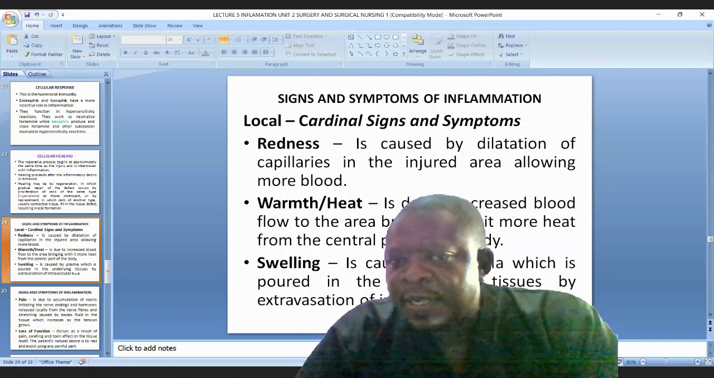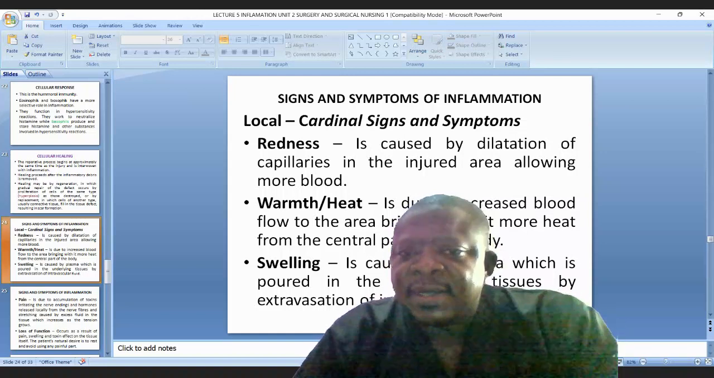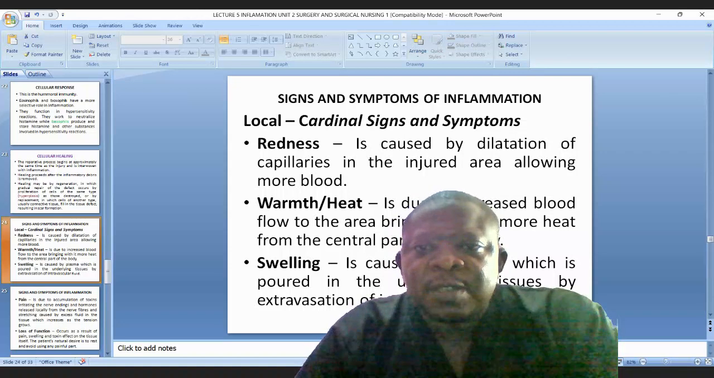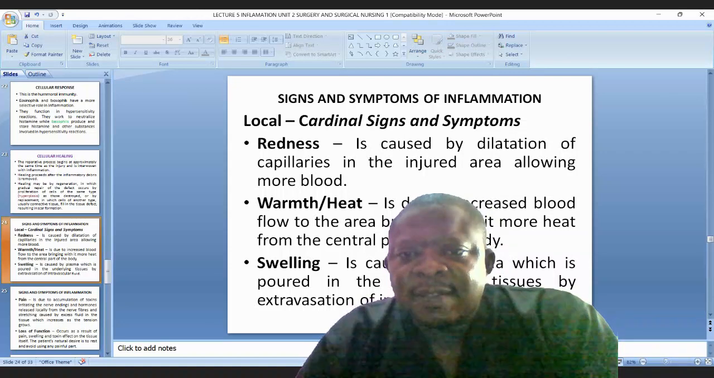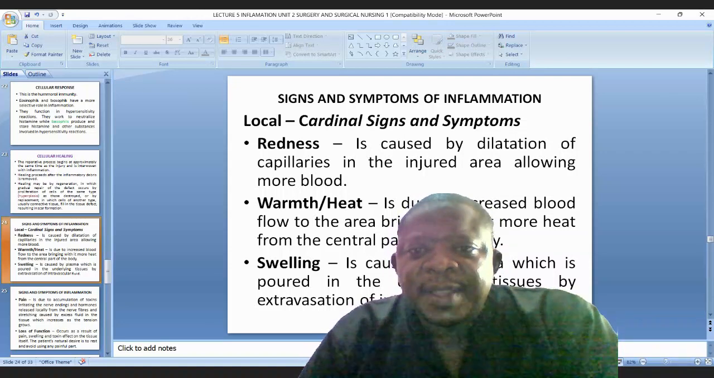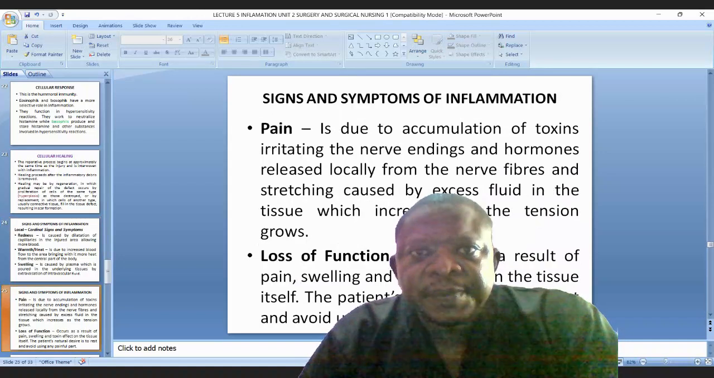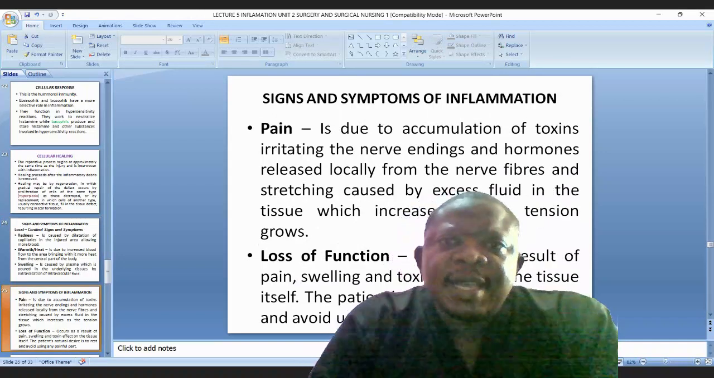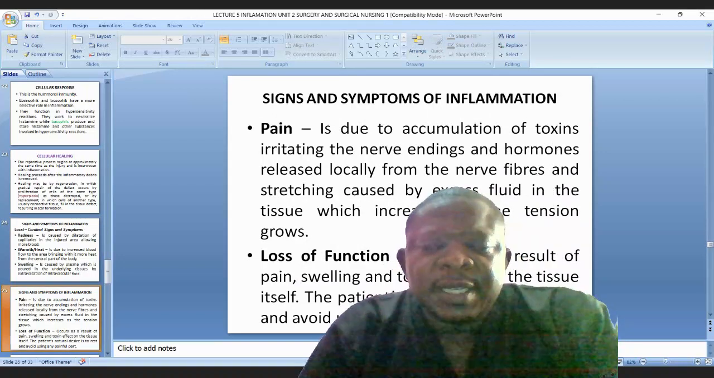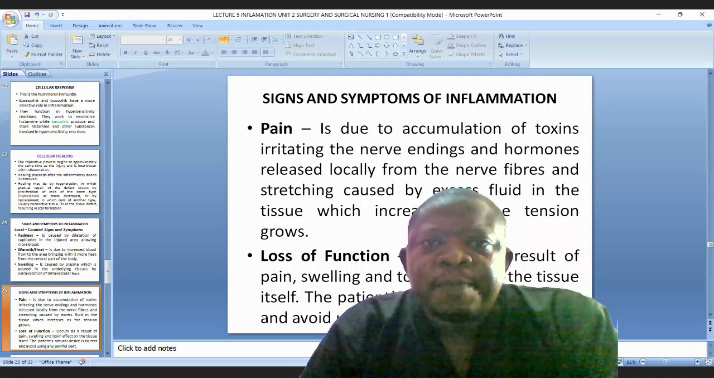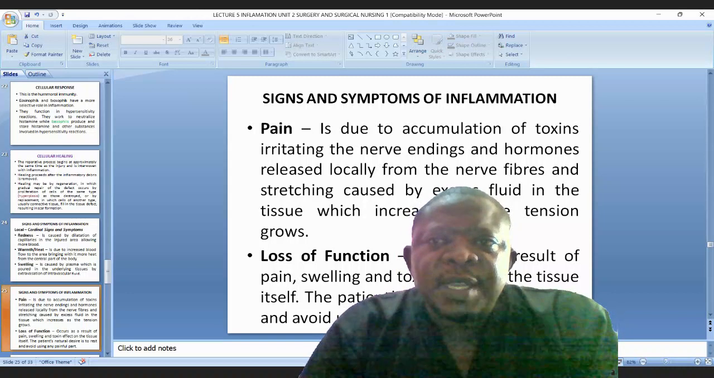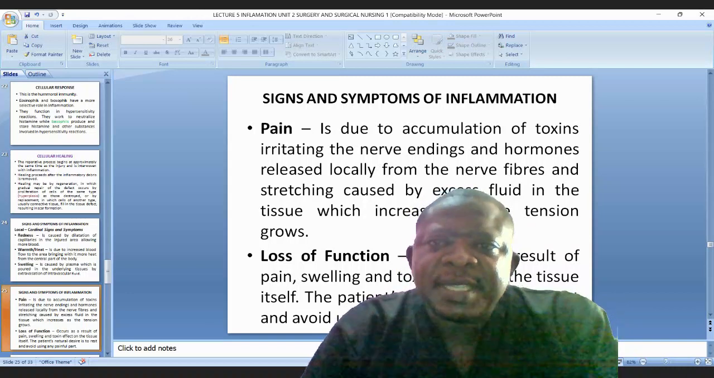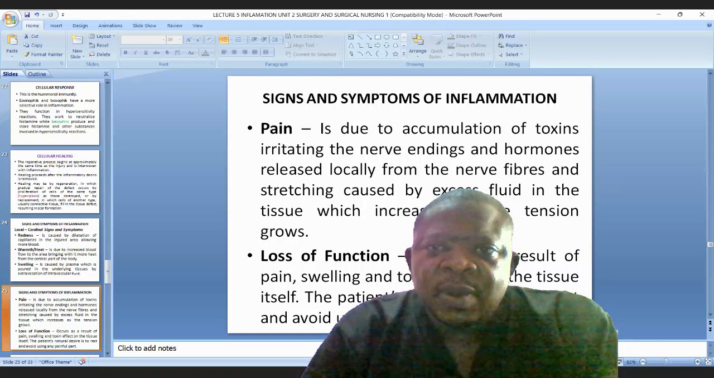Loss of function is also one of the local signs and symptoms that we see. It occurs as a result of pain, swelling, or toxin effect on the tissue itself. The patient's natural desire here is to rest and avoid using any part of the body locally that has been affected. So there is loss of function. Okay, so those are the signs and symptoms of inflammation.